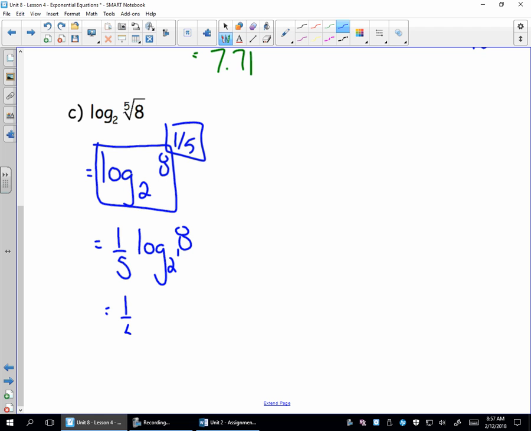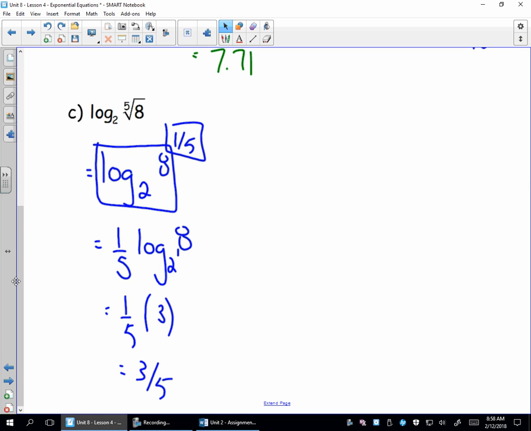Well, I got 1/5. 2 to the 3 is 8. So I get that. I got 3/5. Yeah, so I didn't need to use a logarithm to solve that one. I just need to go back to a different format. That's our challenge here, right? We're working in different formats all the time, forwards and backwards and all kinds of stuff.